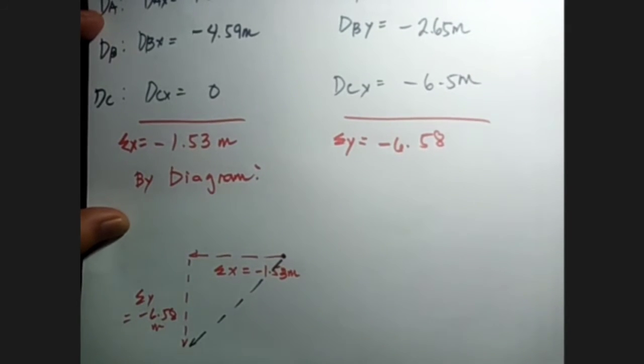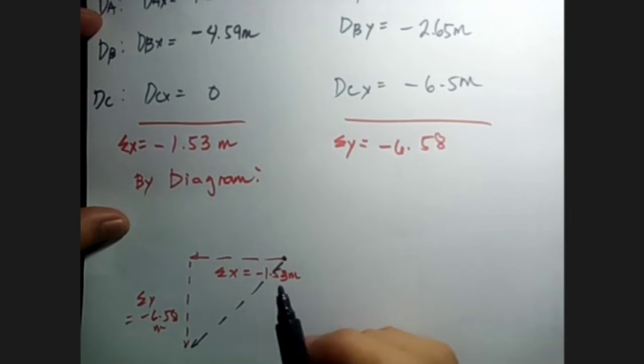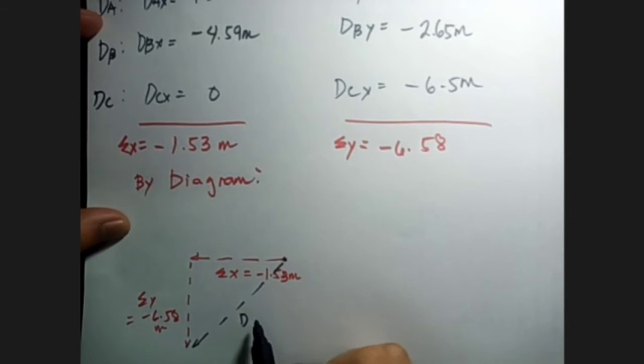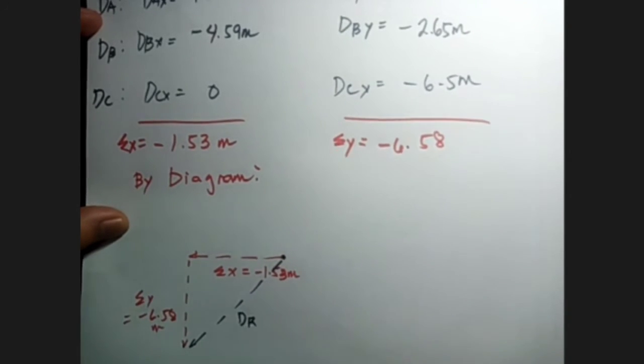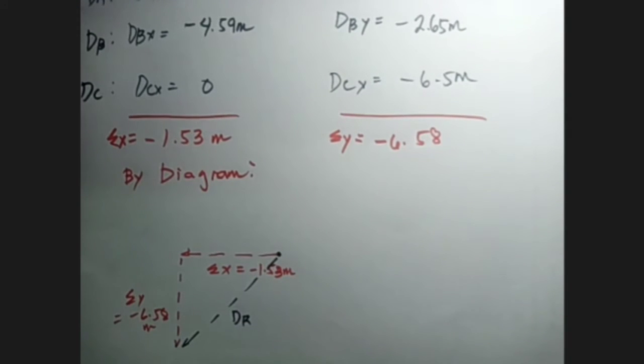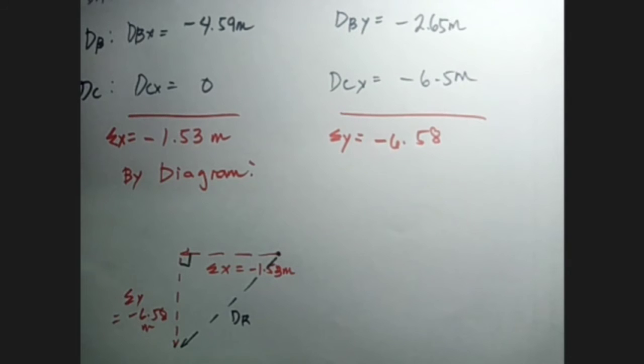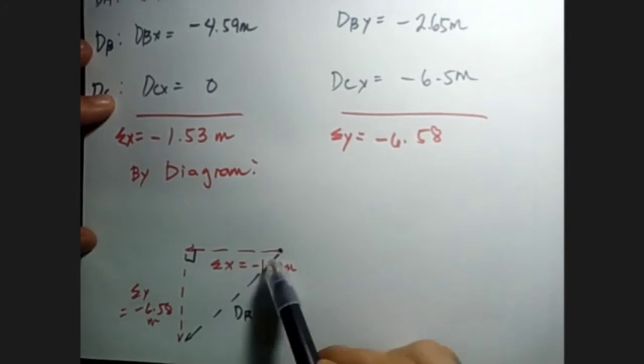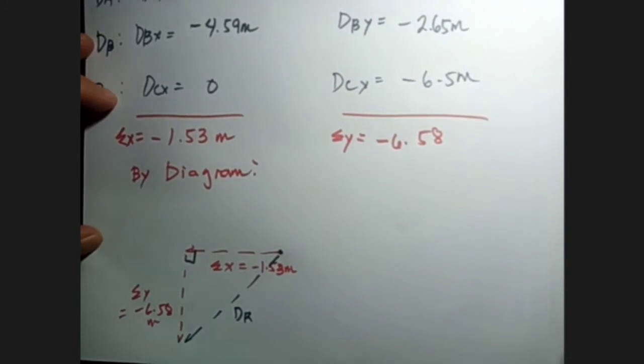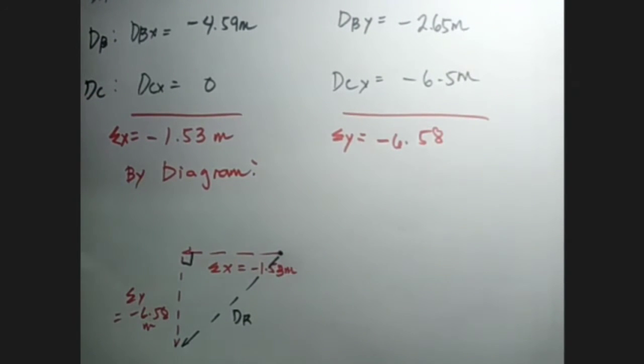Okay. This is now the displacement vector d sub r, the resultant displacement. Since this is a 90-degree angle and that is equivalent to what we call a right triangle, we can obtain the length of this arrow, which is the magnitude, by using the Pythagorean theorem.